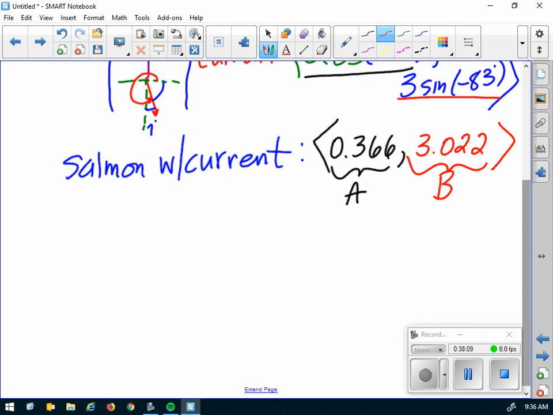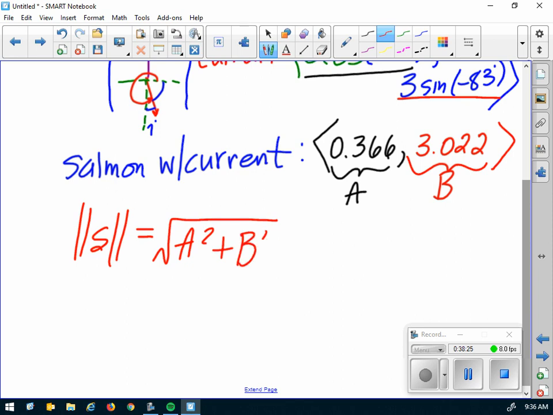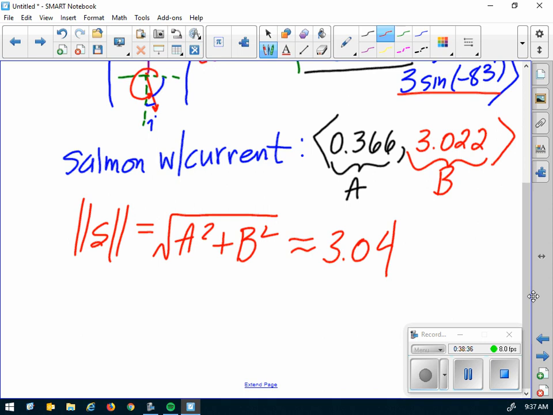The only thing this was asking was, what is the salmon's speed with the current pushing on him? How do we find that? Pythagorean theorem. So the magnitude of that salmon is the square root of A squared plus B squared. What number are you getting here? 3.04. 3.04 what? So even though that fish is swimming at 6 miles an hour, he's only making this kind of progress. 3.04 miles per hour.